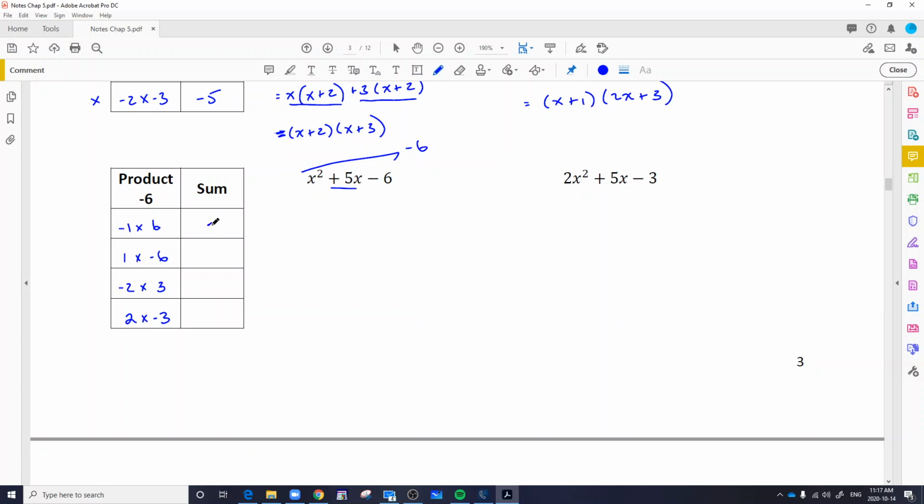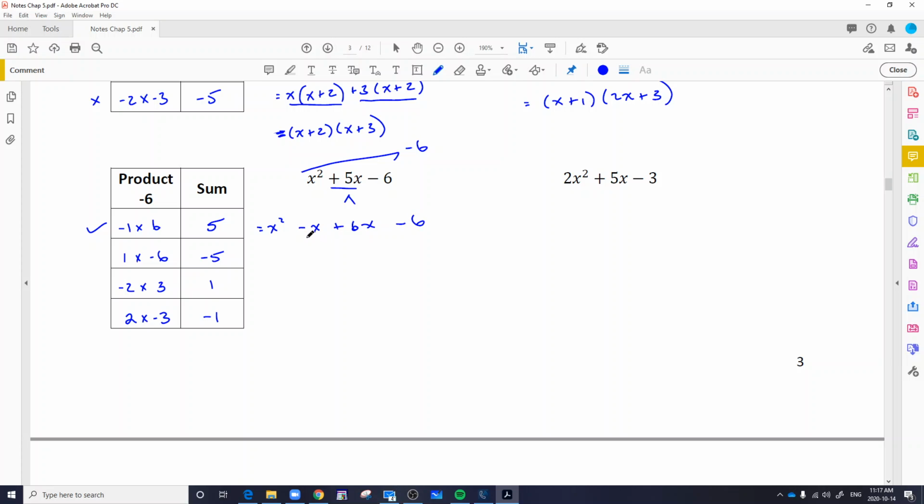So -1 and 6 has a sum of 5. I could stop, but just to show you, this one would have a sum of -5, this would have a sum of 1, and this would have a sum of -1. So this is the one I'm going to choose. So I'm going to factor by decomposition. I'm going to break that 5x term up into -1x plus 6x minus 6.